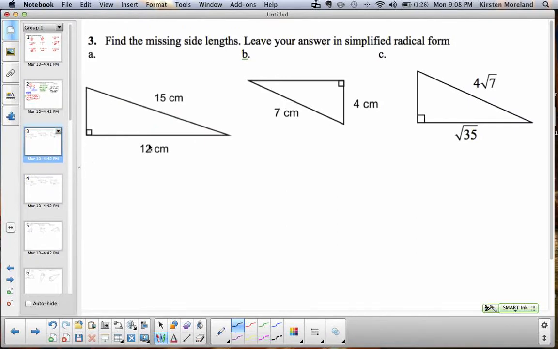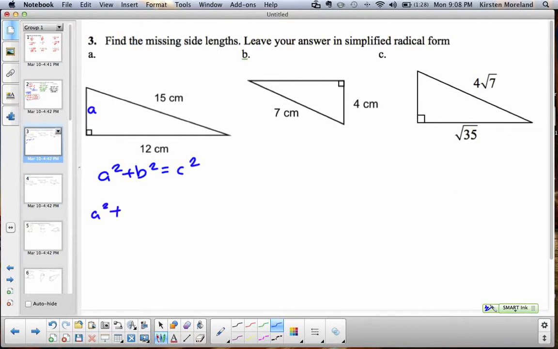Oops, I repeated my slide, that's all right. So some of you are going to try to make these into specials. Remember, the special triangles are only a small portion of your test. You are just going to be using straight a squared plus b squared equals c squared for a lot of triangles, okay? So I'm going to call this side a. You could have called it b, you could have called it x, it doesn't matter.